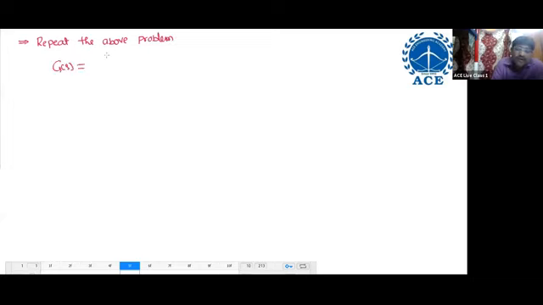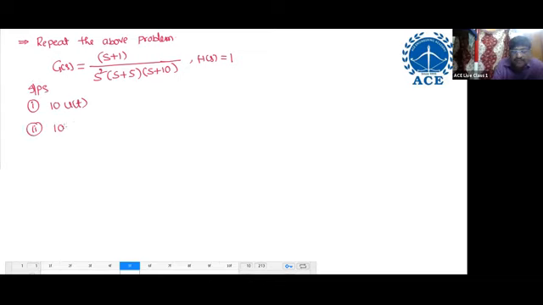G of s equal to s plus 1 by s square into s plus 5 into s plus 10. H of s is 1. First, come on, do it. First input: 10 u of t. These are inputs. Second input: 10 t u of t. Third input: 10 t square u of t.